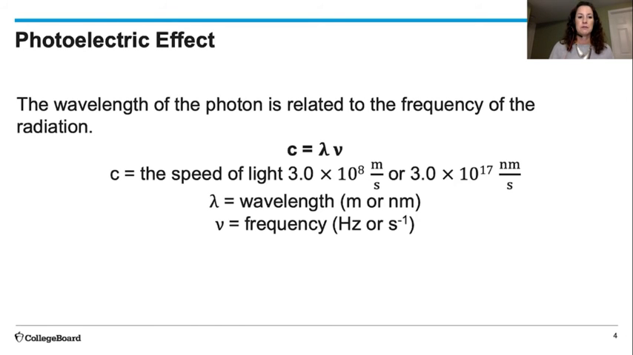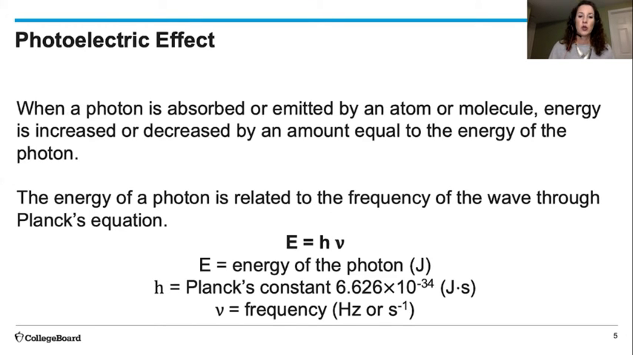When a photon is absorbed or emitted by an atom or molecule, energy is increased or decreased by an amount equal to the energy of that photon. The energy of a photon is related to the frequency of the wave through Planck's equation. So we use the formula energy equals Planck's constant times frequency, or E equals h nu, where E is energy of the photon in joules, h is Planck's constant, 6.626 times 10 to the negative 34th joule seconds, and nu is equal to frequency, which once again is hertz or 1 over seconds, the same unit.